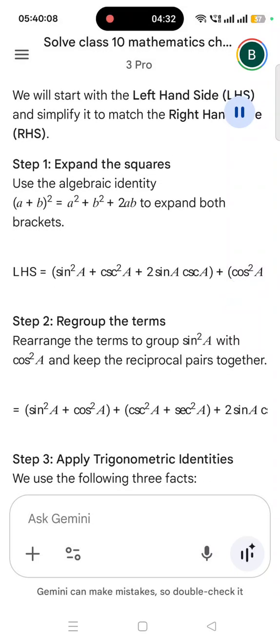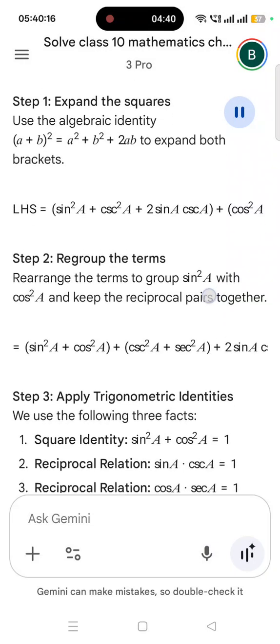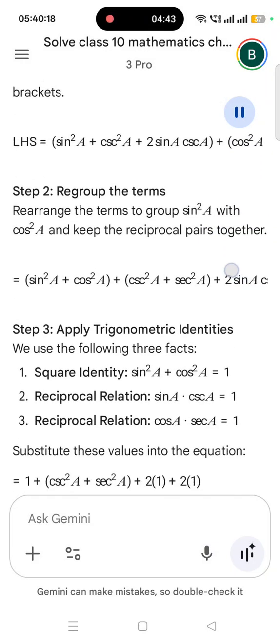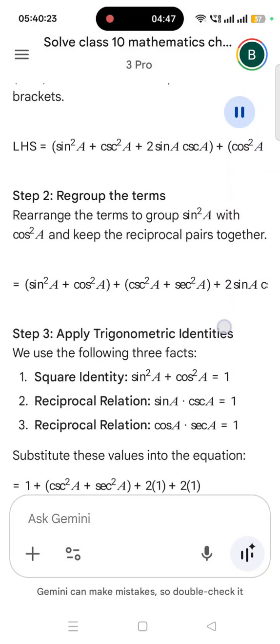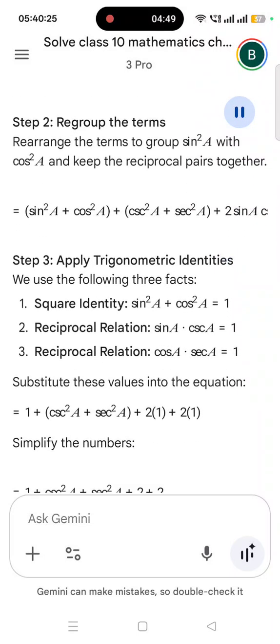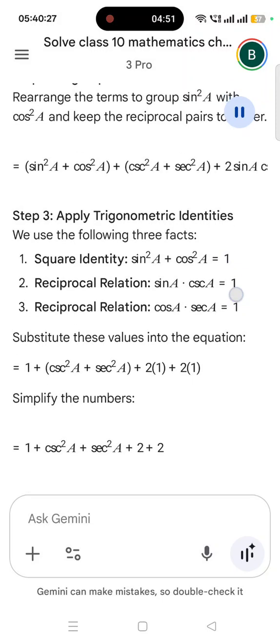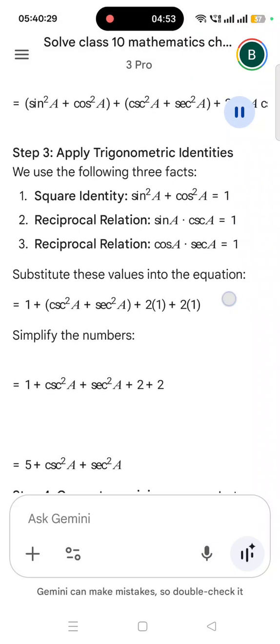Use the algebraic identity, (a plus b) squared equals a squared plus b squared plus 2ab to expand both brackets. Step 2. Regroup the terms. Rearrange the terms to group sin squared A with cos squared A and keep the reciprocal pairs together. Step 3. Apply trigonometric identities. We use the following 3 facts. 1. Square identity. Sin squared A plus cos squared A equals 1.